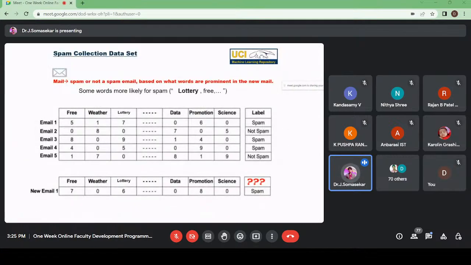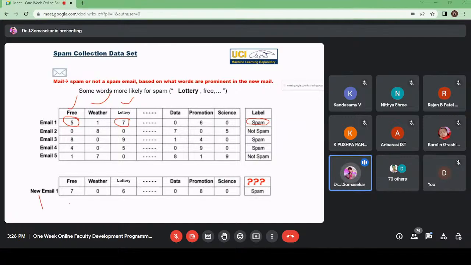So for example, this is the dataset I have. We have 5 mails, and here you can see keywords like free, weather. In email 1, the free keyword is repeated 5 times, and lottery has a frequency of 7. So this type of mail is spam. Not spam means we can't find keywords like free and lottery. That's why it's not spam. So like that, we have 5 mails.